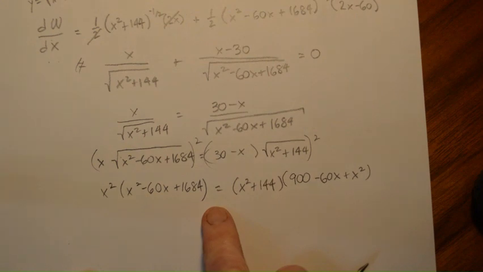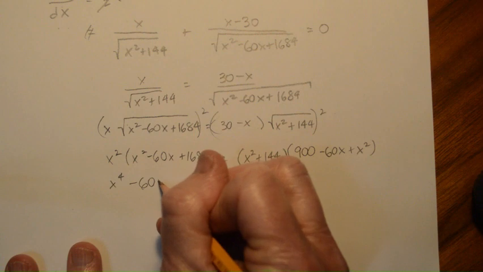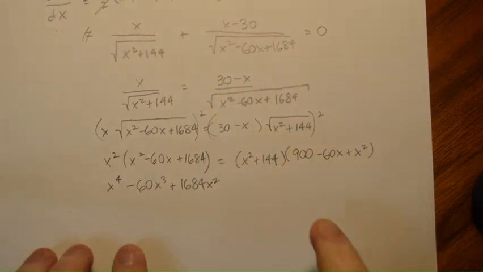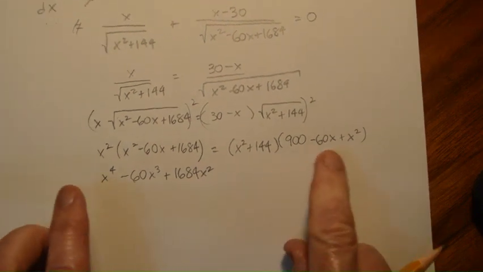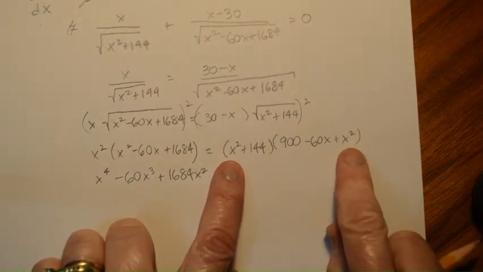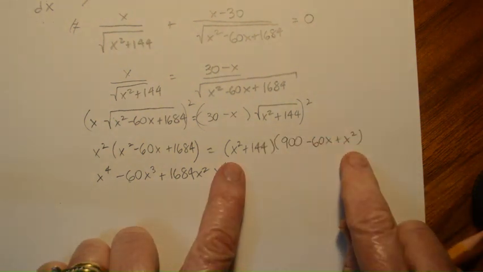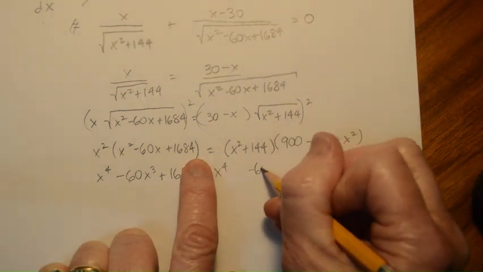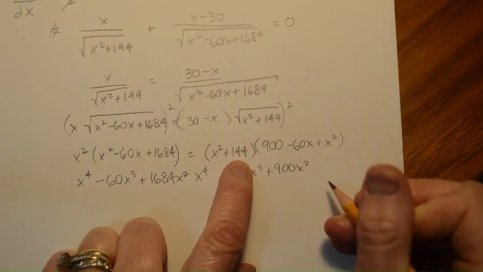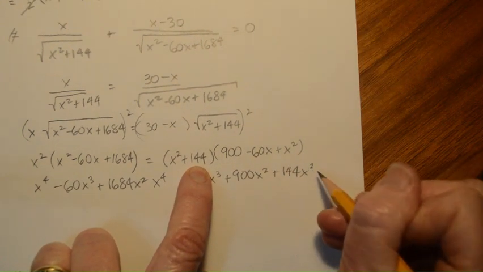And then we've got to distribute everything. So we end up with x to the 4th minus 60x to the 3rd plus 1684x squared. Again, the reason that we're doing this is because we're going to combine like terms on both sides. So I'm going to do this in the opposite order so that I get these in the right order in the end. So I'm going to get x to the 4th and then minus 60x cubed plus 900x squared. And then when I do that with the 144, I get plus 144x squared. Again, I'm going in the reverse direction here, so I get them in the right order.